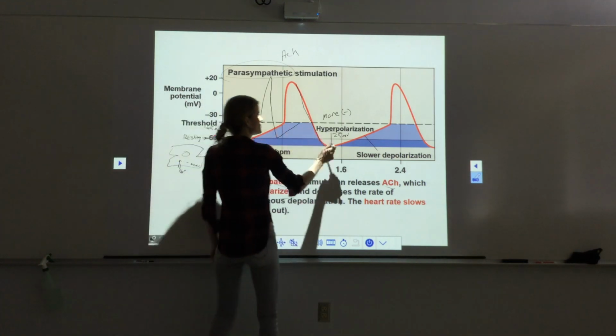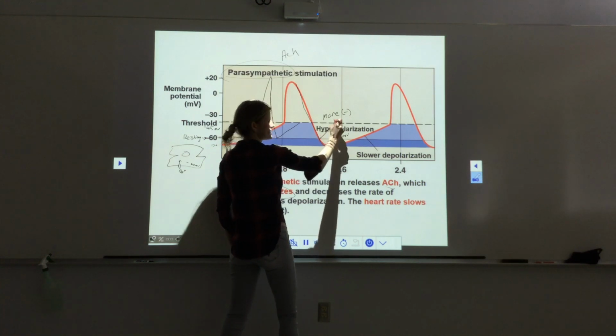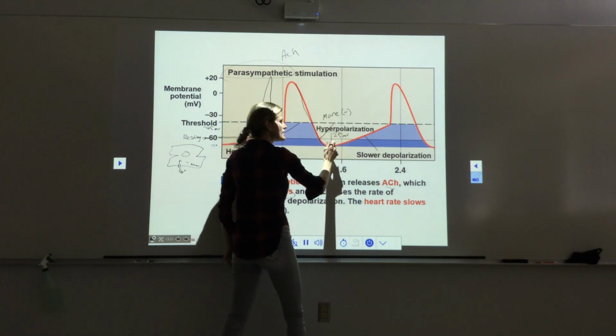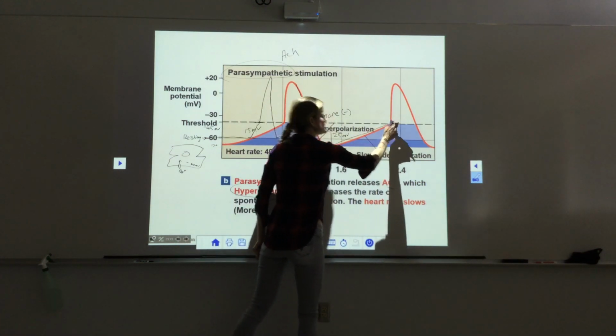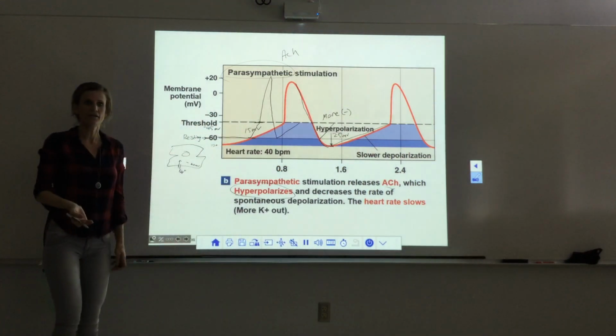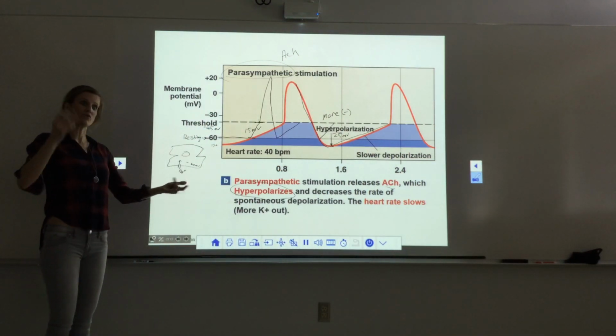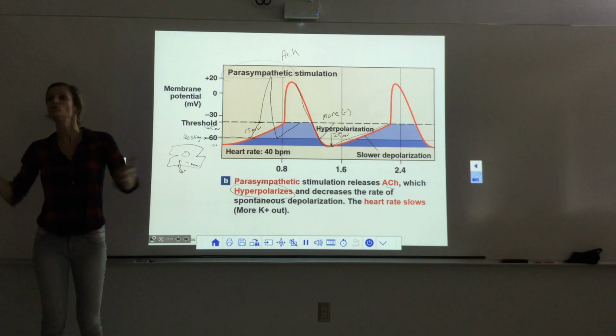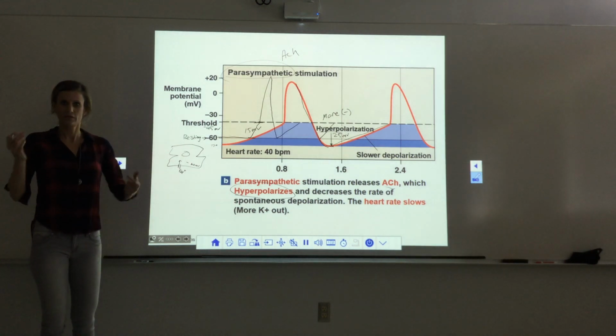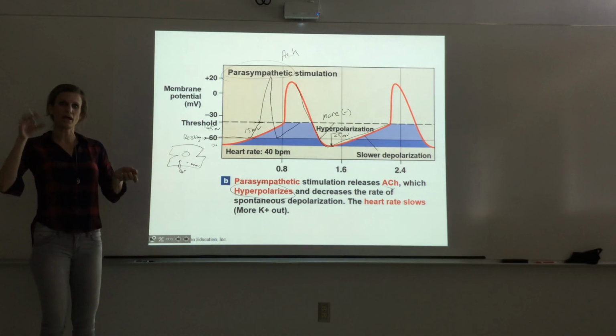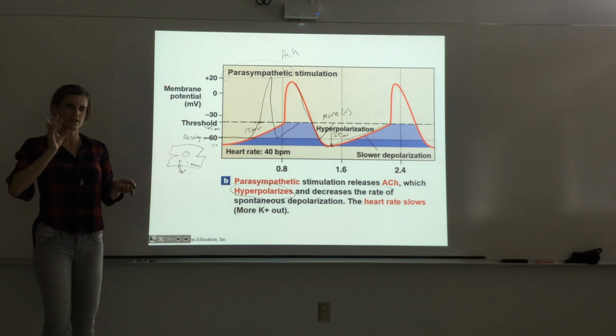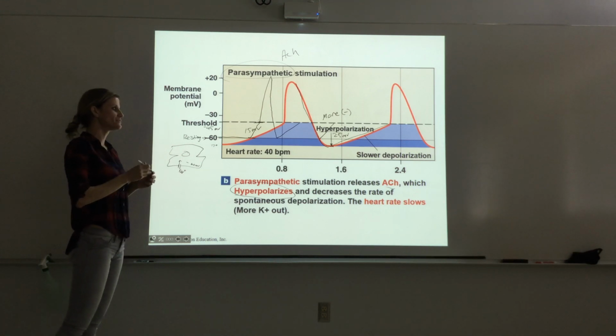So now instead of depolarizing in this amount of time and then contracting, it takes this long. It takes twice as long to depolarize. So now instead of having a second in between contractions, I have 2 seconds in between contractions. All right, so it slows down your heart rate by hyperpolarizing the cells in the SA node. It takes them longer to depolarize.